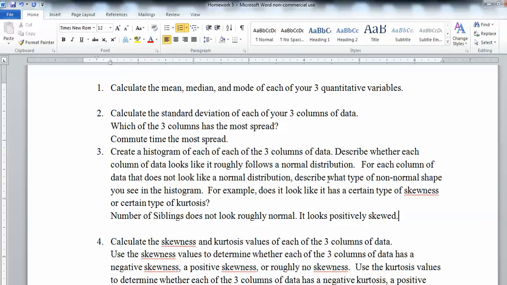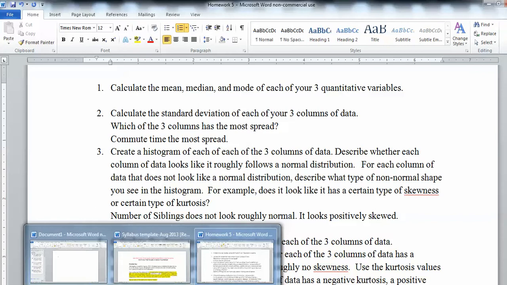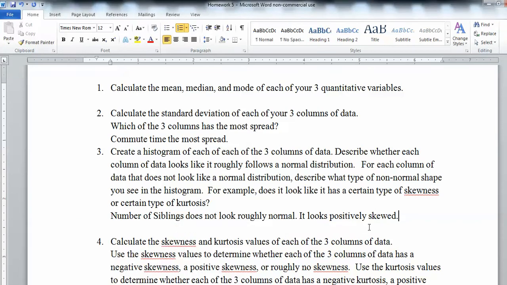Down here it says for each column of data that does not look like it follows a normal distribution, describe what type of non-normal shape it has. For example, do you see a certain type of skewness or a certain type of kurtosis? I saw a certain type of skewness, so I said positively skewed. I didn't really see a noticeable type of kurtosis, so I didn't mention kurtosis.